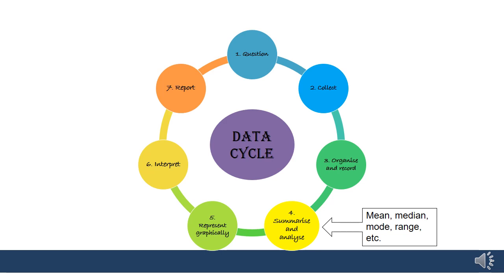You may have noticed in our last lesson that I skipped number 4, which is summarize and analyze in our data cycle. We use summary statistics like mean, median, mode, range, and some others that we're going to talk about to summarize big sets of data.